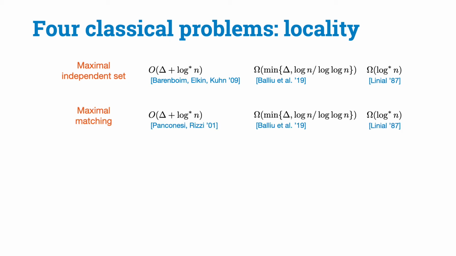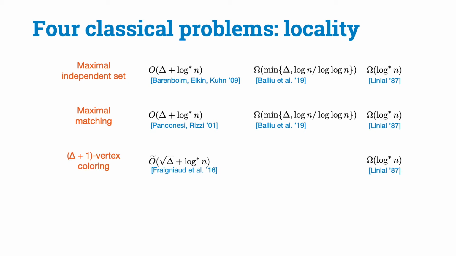For the maximal matching problem, Panconesi and Rizzi showed in 2001 that it can be solved in order of delta plus log star n rounds. Also, the lower bound for MIS that was mentioned before is actually obtained by proving a lower bound for maximal matching. This implies that, like the MIS problem, also maximal matching, which could have been a potentially easier problem, actually requires linear in delta rounds.